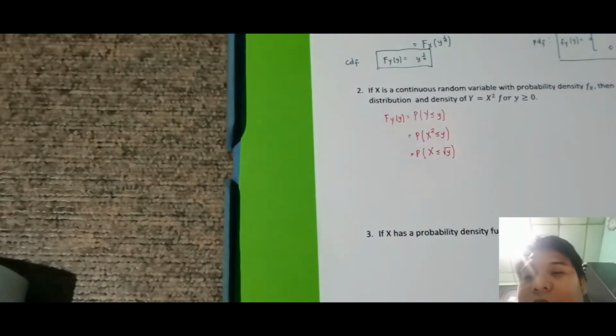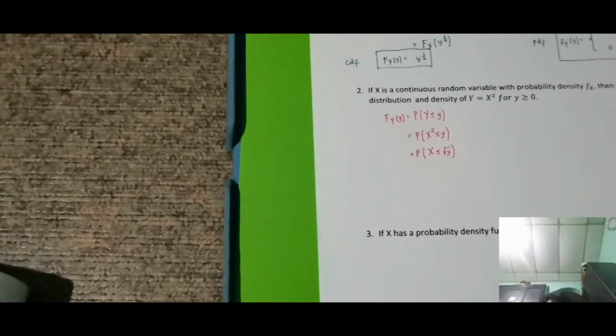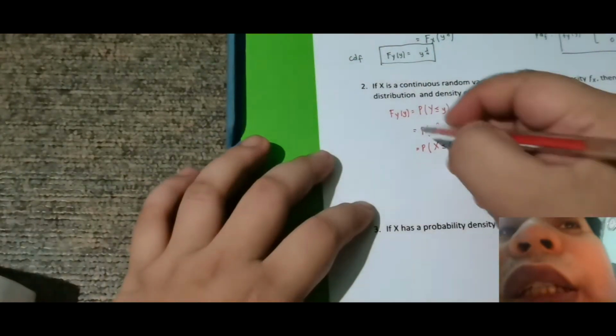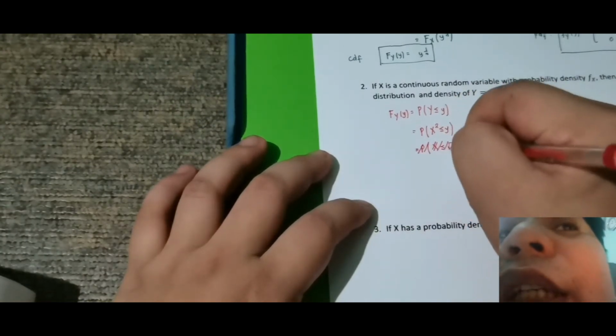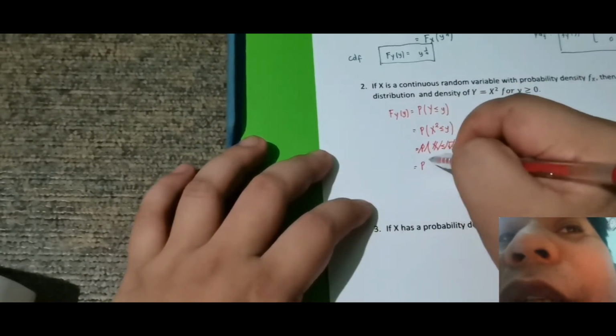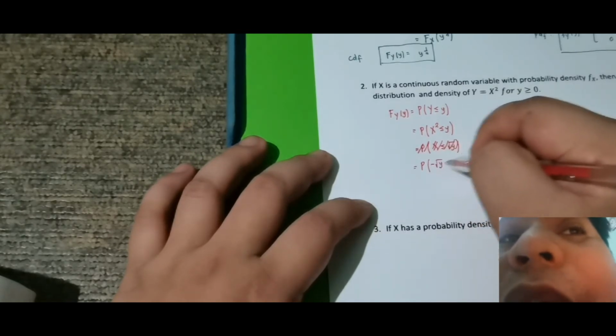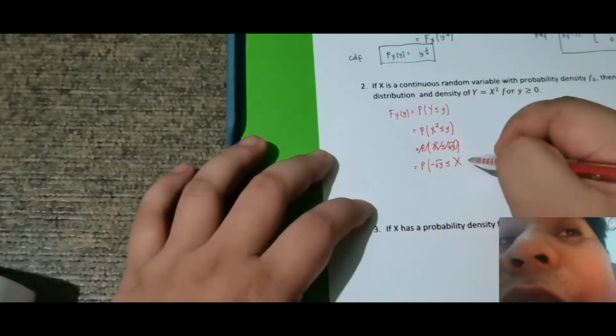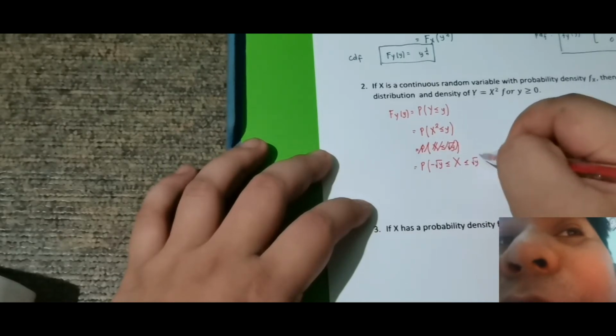So now from there, pwede na natin siyang gawing... okay, ito yung medyo tricky. Kung napapansin mo, X squared is less than or equal to y. Pag in-square root ko siya, dalawa yung possible value niya. It's either positive or negative, supposedly. Tama? So, hindi natin pwedeng sabihin na ganyan. Again, pag in-square root mo something, ito gagawin. This is just equal sa probability of negative square root of y less than or equal sa X less than or equal sa square root of y.